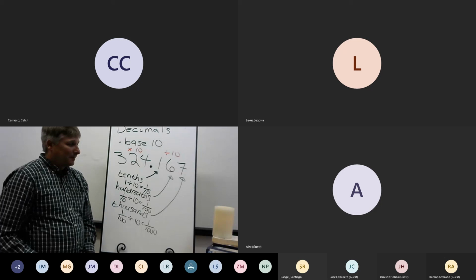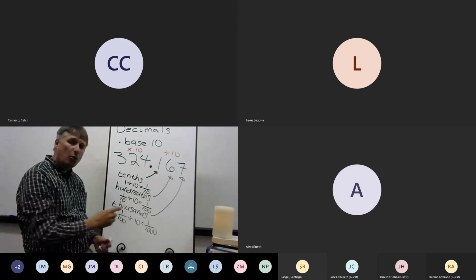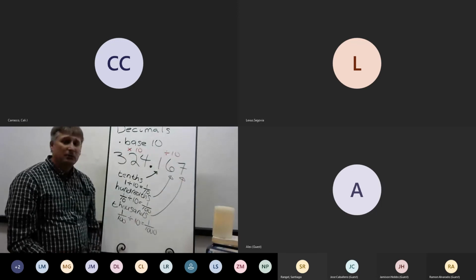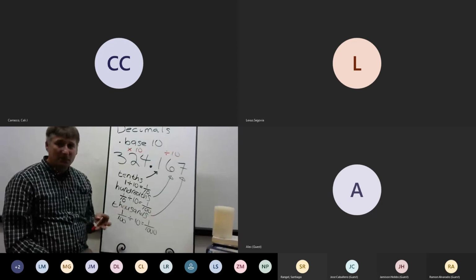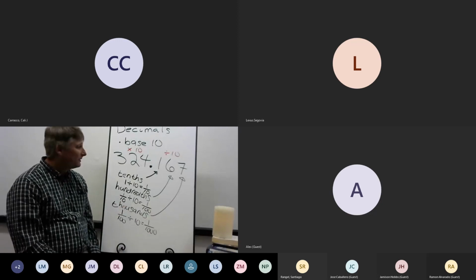There's a general idea here. If you want to go to the left, you always multiply by 10. If you want to go over to the right, you divide by 10. Anyway, that's where these names come from. And that's where we're going to run out of time.